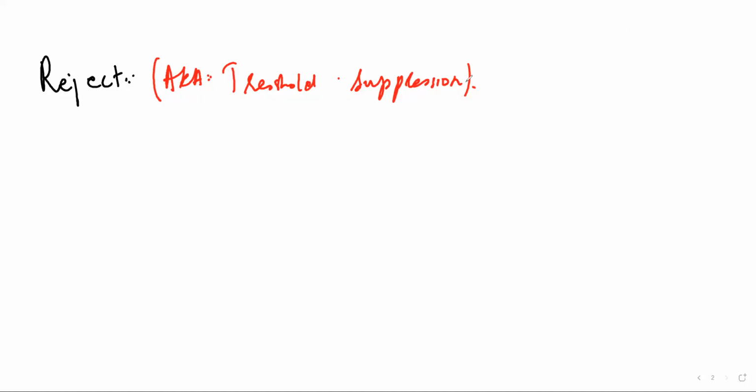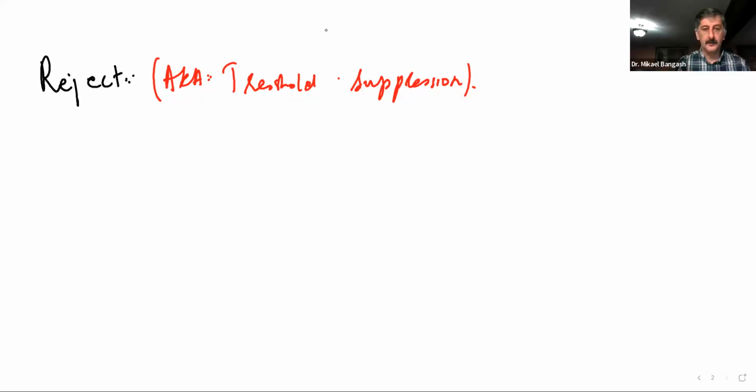So please, as I said, anything that goes under more than one name, remember that. The main term was reject, but we also call it threshold. We also call it suppression.